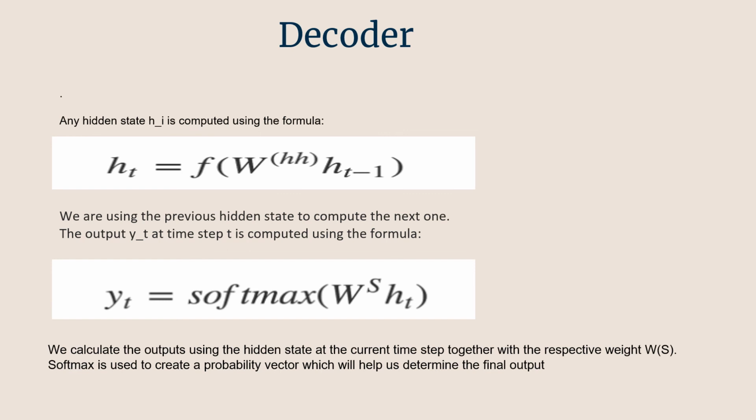The output at time step t is computed using the formula below, the softmax one. We can calculate the output using the hidden state at the current time step together with the respective weight. Softmax is basically used to create a probability vector which will help us to determine the final output.